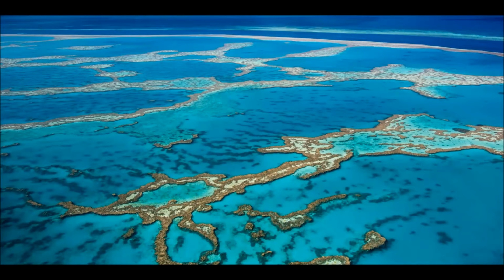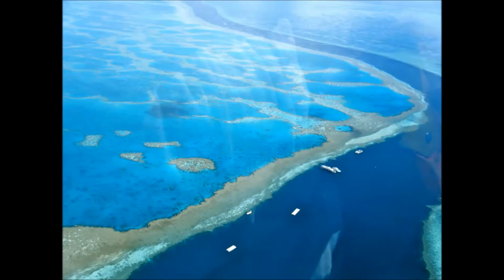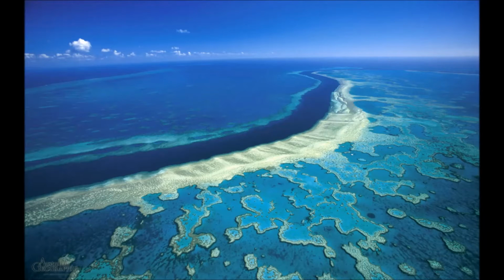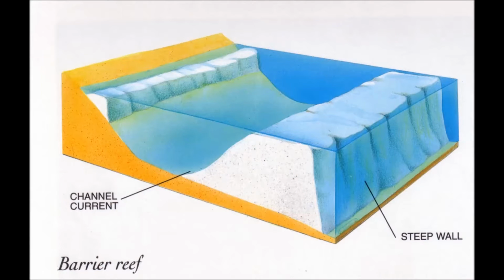So here we have some barrier reefs. As noted, the lagoon separating the two is very vast, and the island is either partially submerged or very far away from the edge of the reef.